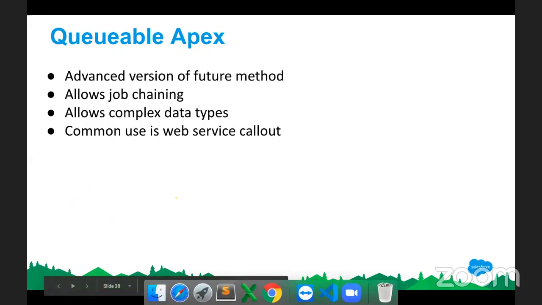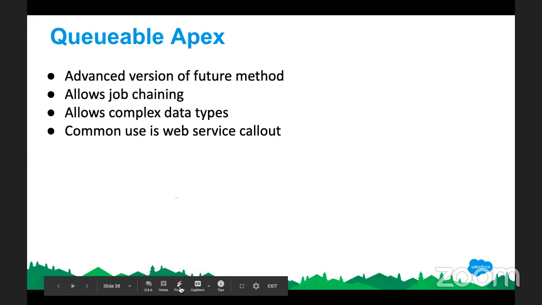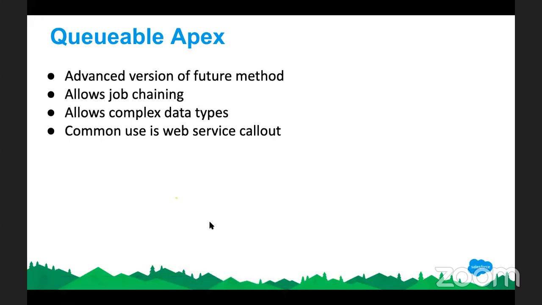Then Queueable Apex. What is this Queueable Apex? It is an advanced version of the future method. Future methods we cannot chain, but Queueable methods can be chained. At the end of the Queueable method, we can call another Queueable method. That is not possible with the future method. So for the time being, I would say it is better to go with Queueable Apex than future, but it depends on the need again. Then it allows complex data types. That is another thing. Future doesn't allow complex data types. Queueable allows complex data types.